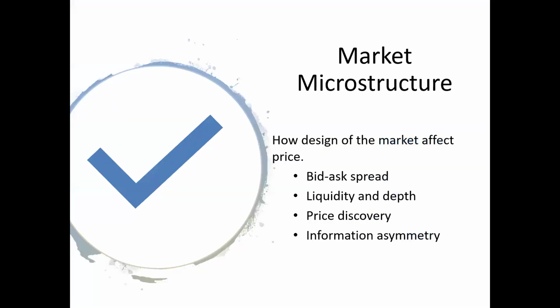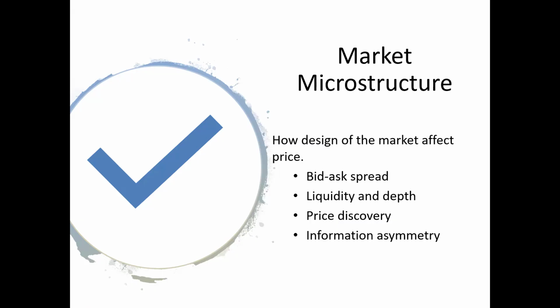Then we have the market structure. Market structure determines how the design of a financial market affects the pricing of shares. The bid and ask price, the liquidity level of the financial market, and its depth affect the price. Also, price discovery, how price is determined and how price changes, and how price is influenced by demand and supply, also affect price.